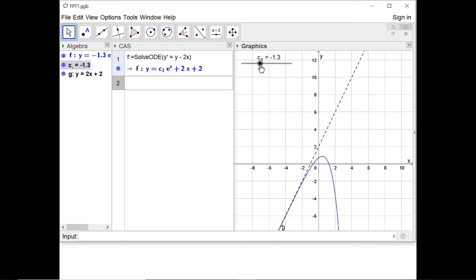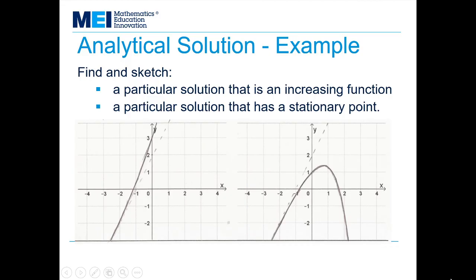And so what I want to do then is pick a couple of sensible values and use them for my sketches. So I might want to pick c1 = -1 for one of my sketches and c1 = 1 for my other sketch. So here are my two sketches. This was the case where my constant c was equal to 1, and this was where my constant c = -1, and my general solution there was, just to remind you, y = c e^x + 2x + 2.